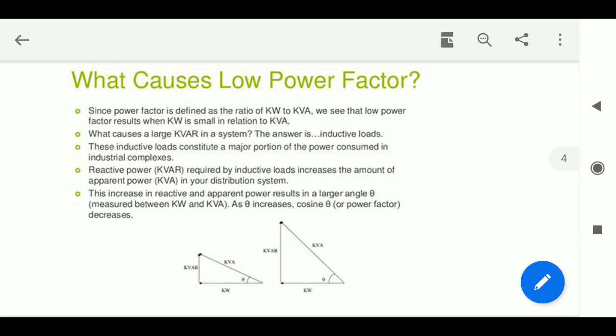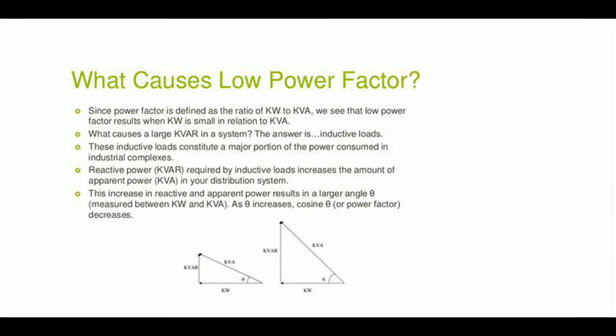These inductive loads constitute a major portion of the power consumed in industrial complexes. Reactive power kVAR required by inductive loads increases the amount of apparent power kVA in your distribution system. Increasing the reactive and apparent power results in a larger angle theta for the measured kilowatt and kVA. As theta increases, cosine theta, or power factor, decreases.